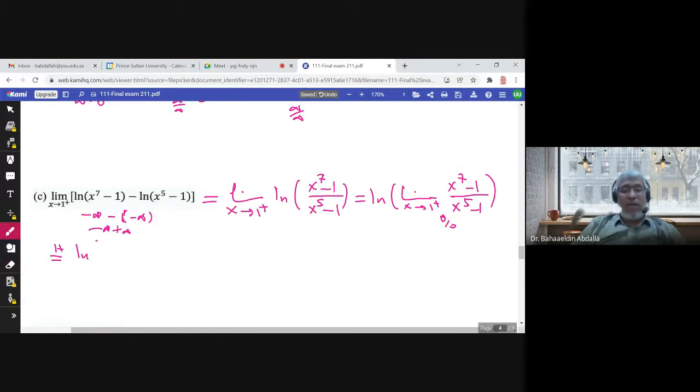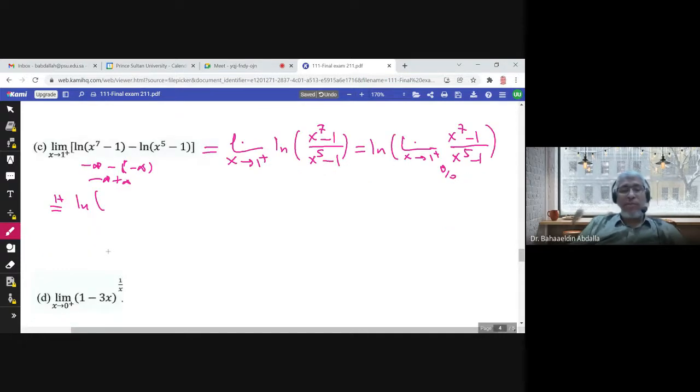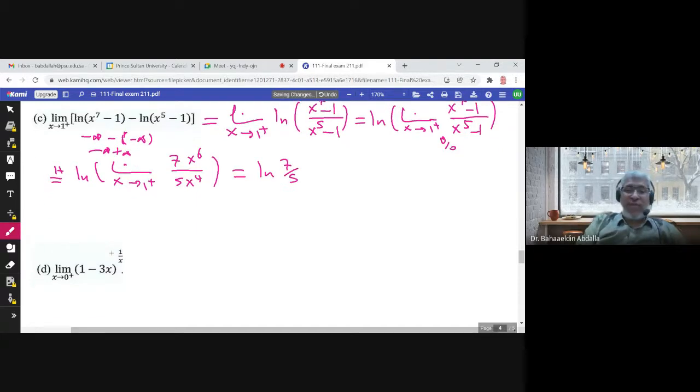I have the ln outside. Derivative of x to the power 7 is 7x to the power 6. Derivative of 1 is 0. Derivative of x to the power 5 is 5x to the power 4. Now if I replace x by 1, I'll get 7 over 5. So the answer is ln 7 over 5. That's the limit.